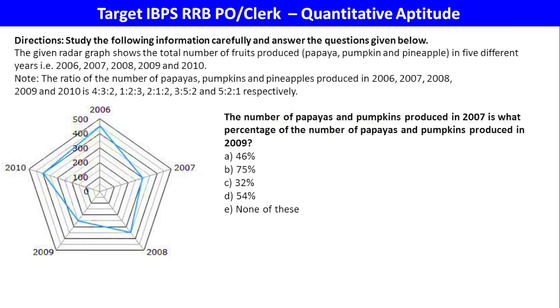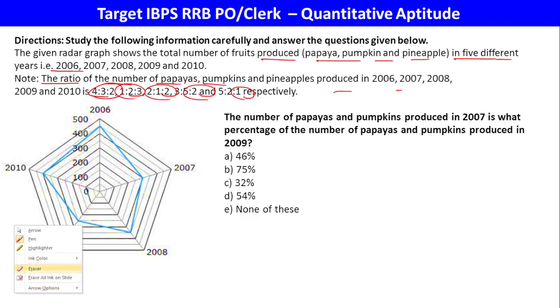The given radar shows the total number of fruits produced: papaya, pumpkin, pineapple, right? Papaya in different years. The ratio of pumpkin 2016, right. Okay, the ratios kuda matladaru, very good.